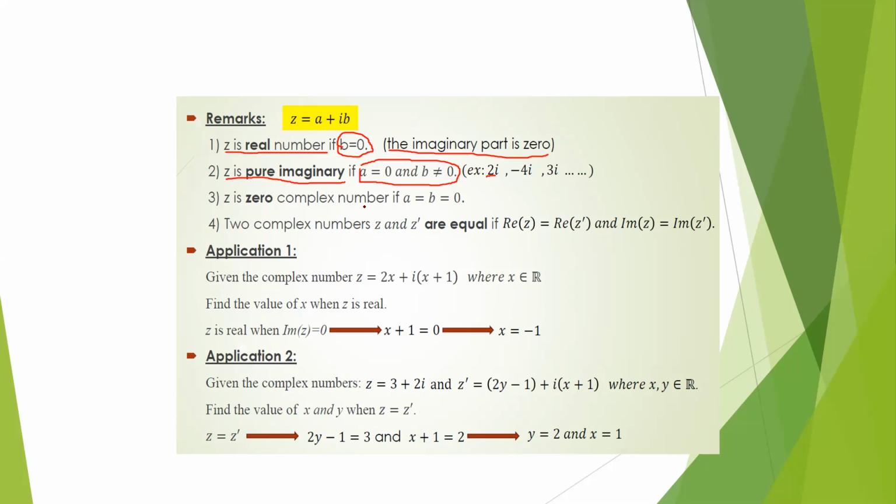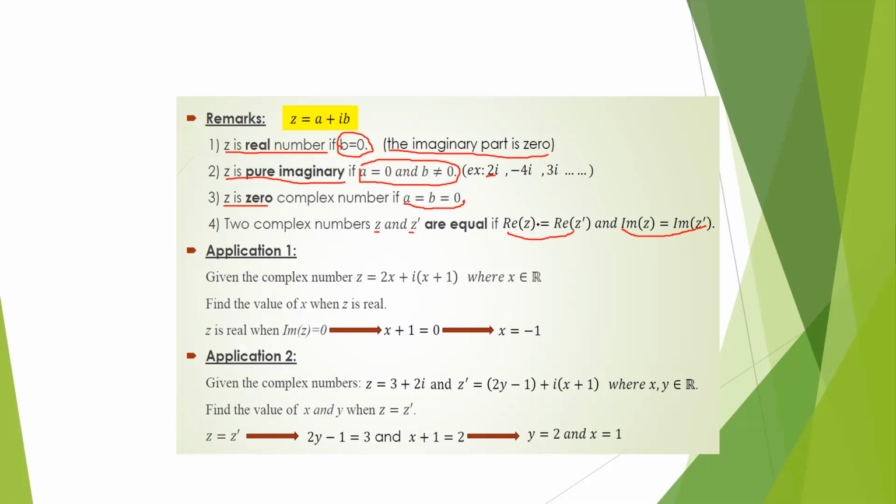z is the zero complex number if a is 0 and b is 0. z and z prime are equal if Re(z) equals Re(z prime) and Im(z) equals Im(z prime). Any questions here?